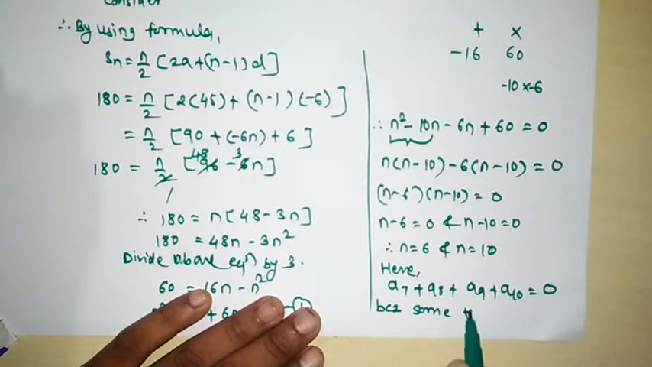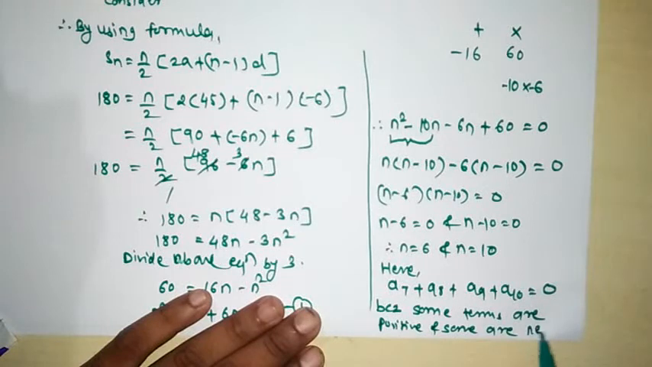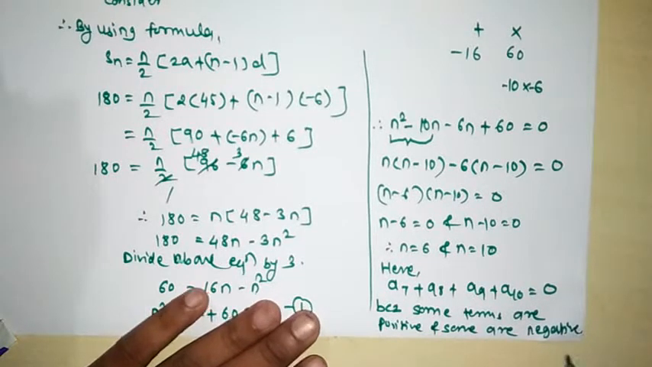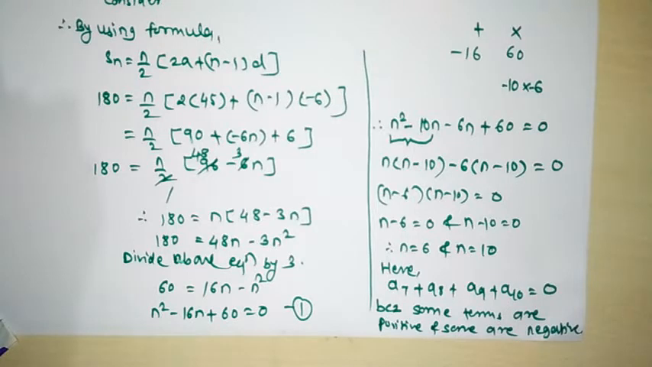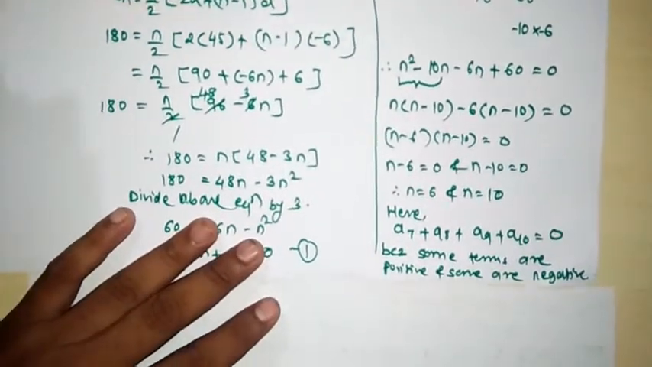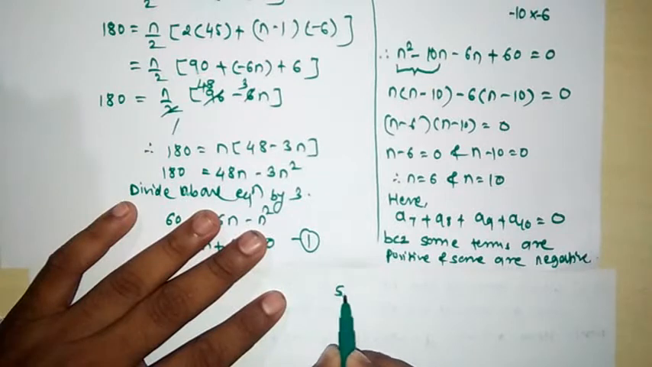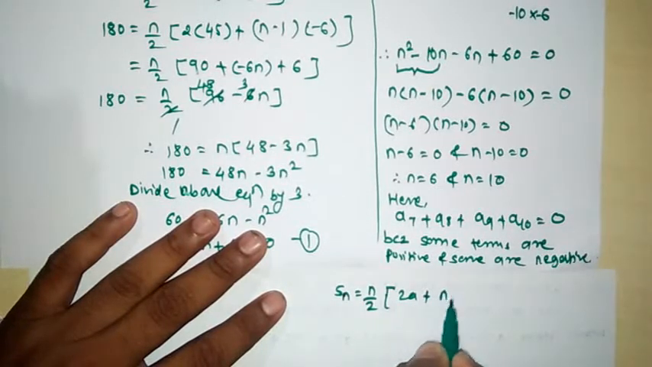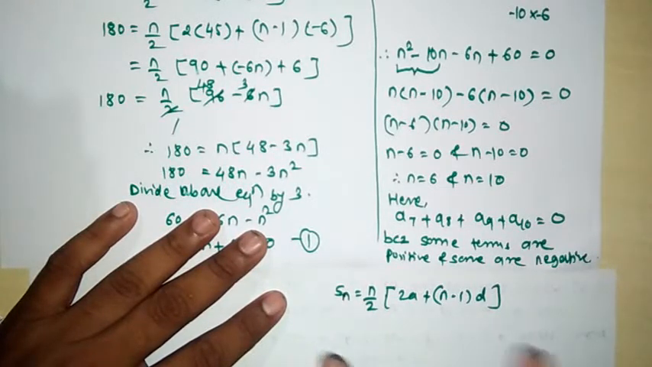some terms are positive and some are negative. Some terms are positive and some are negative. What happens? After a positive term, a negative term comes. Either you can explain the double answer like this, or you can directly write the formula. See here, you can directly write the formula. Sum of n terms is equal to n by 2 into 2a plus n minus 1 into d. You can also explain the double answer by using the formula.